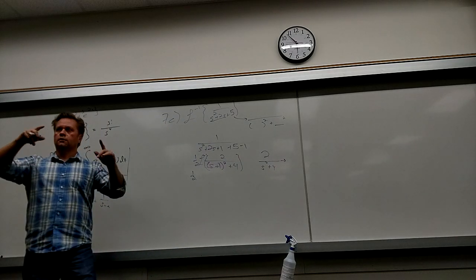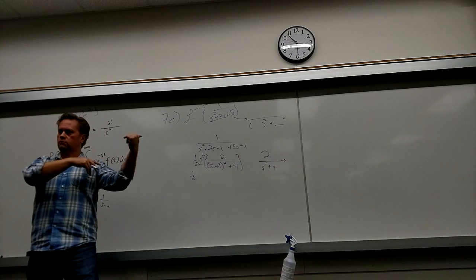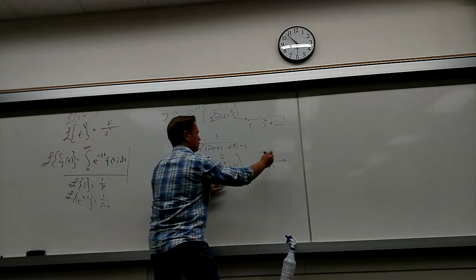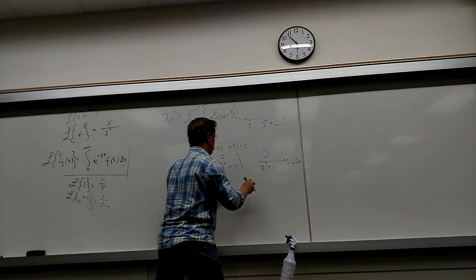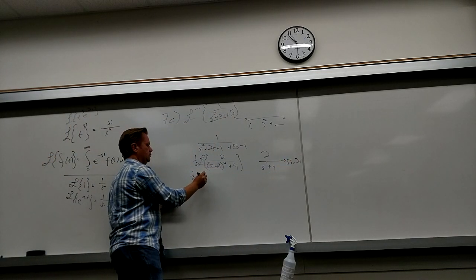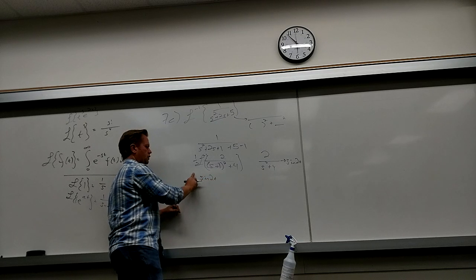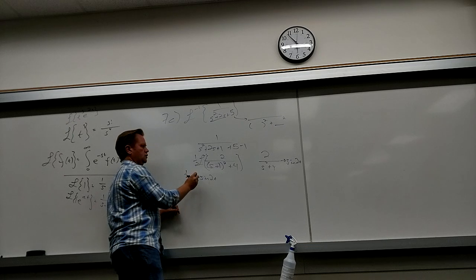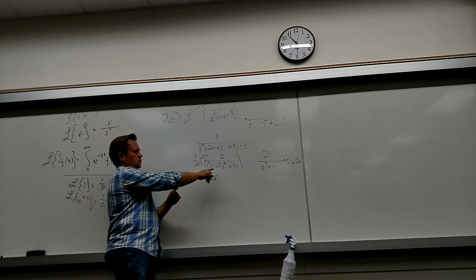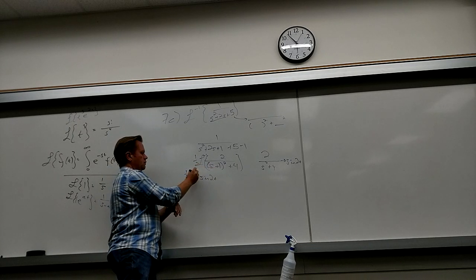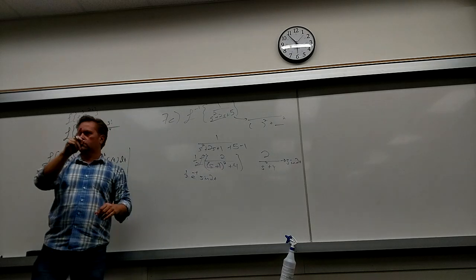It would just go to what? Oh, sine 2t, right? So what does this one go to? Sine 2t, times e to the negative t. The shift is just by 1.